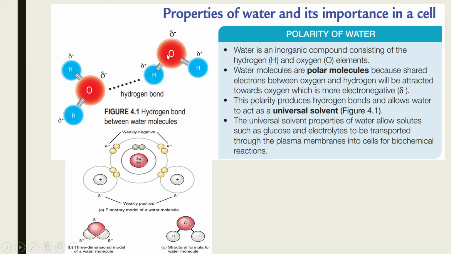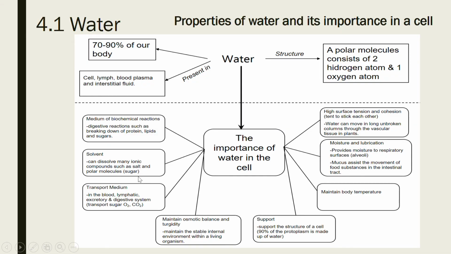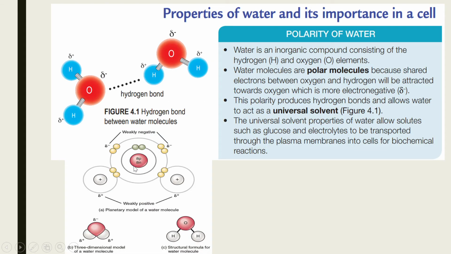So this polarity produces hydrogen bonds, which allows water to act as a universal solvent. That means this readily breaks whenever it comes in contact with ionic compounds such as salt. We say that water is able to dissolve salt, for example, the ionic compounds and the polar molecules.